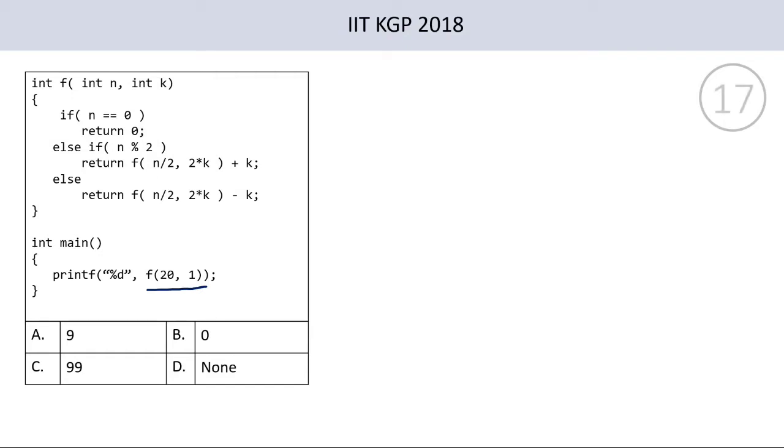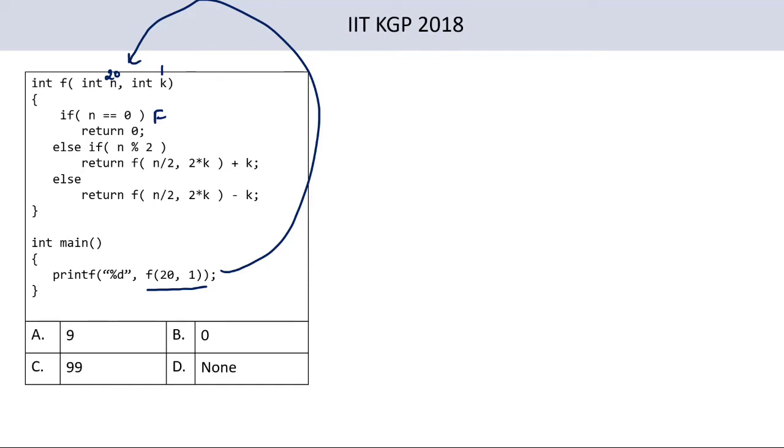So let me start with how to solve this question. You are calling a function with value 20 and 1. It will put the value of n as 20 and k as 1. Is n equal to 0? No, the condition becomes false because n is 20. Else if 20 modulo 2. When you divide 20 with 2, modulo gives you the remainder. What remainder will you get? 0. And 0 means false. So the if condition becomes false. Since this is also false, you will execute the else statement.